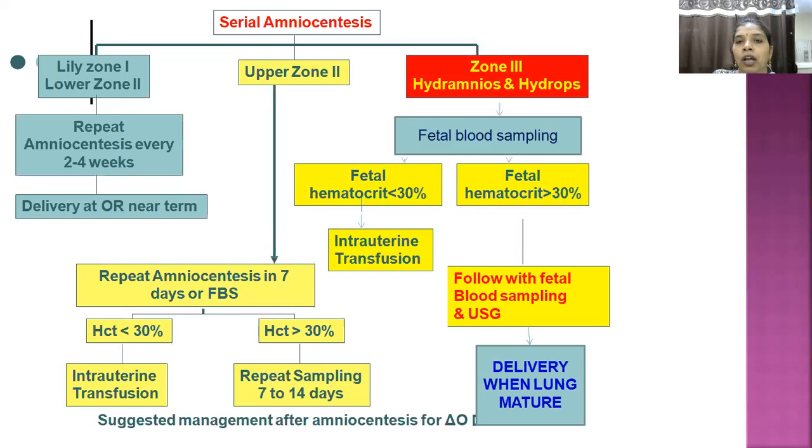Next, zone 3, hydrops: do fetal blood sampling, and if fetal hematocrit is less than 30%, give intrauterine transfusion. If fetal hematocrit is greater than 30%, follow with fetal blood sampling and ultrasound. Delivery when lung maturation occurs, with no need to wait for the blood to improve. Whenever fetal lung maturity occurs, we have to deliver.